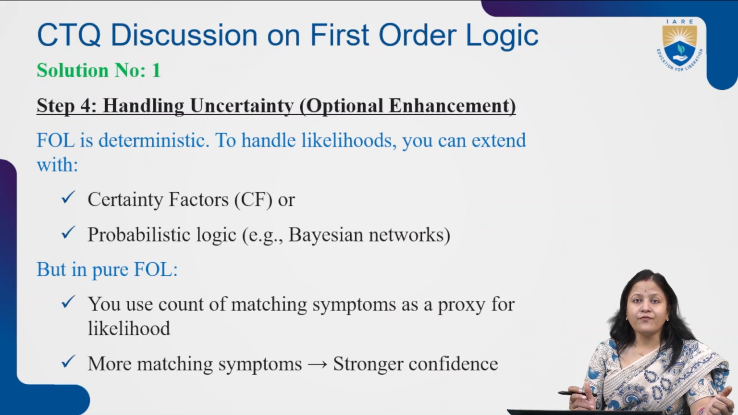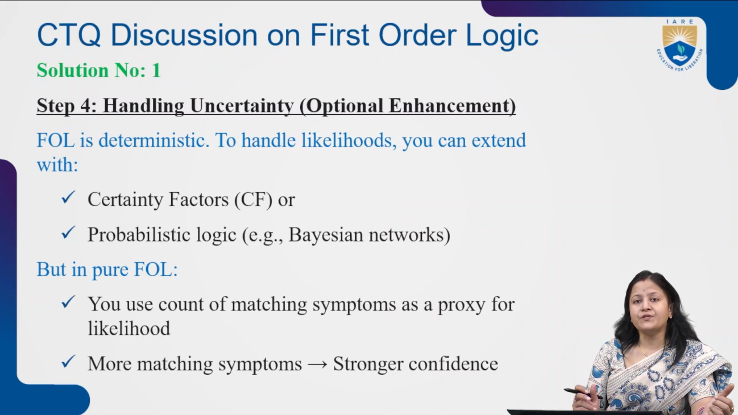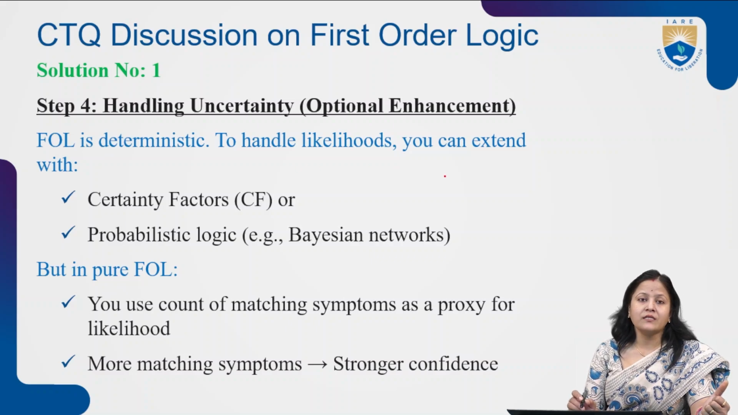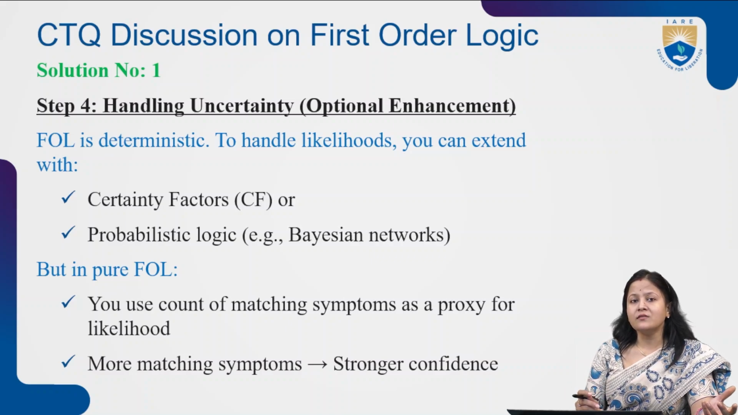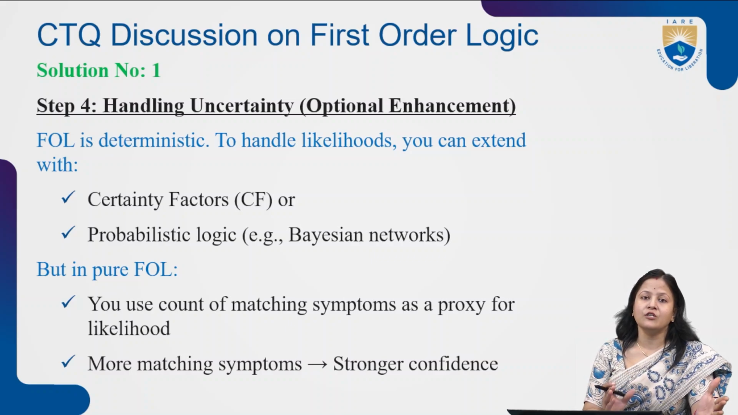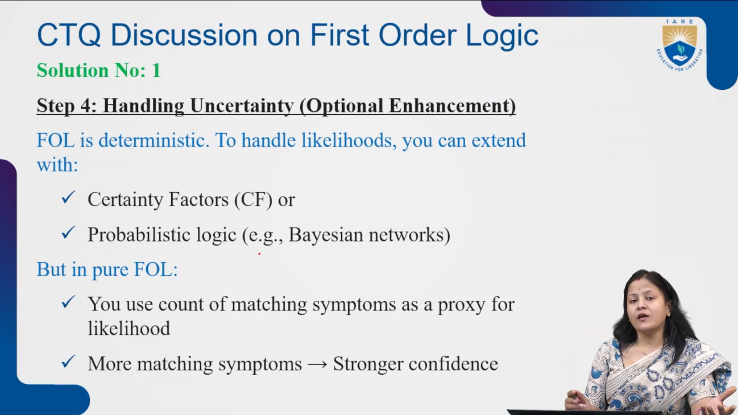Now step 4 is handling uncertainty, an optional enhancement. First order logic is deterministic, because the output of every action can be determined in advance. So to handle likelihoods, you can extend it with a certainty factor or probabilistic logic. Sometimes predicate logic and first order logic may not work out. It may not find the correct answer. In that case, to handle the uncertain situation, we configure the knowledge base with a certainty factor, or we can provide the rules in the form of a Bayesian network, which is called probabilistic logic.